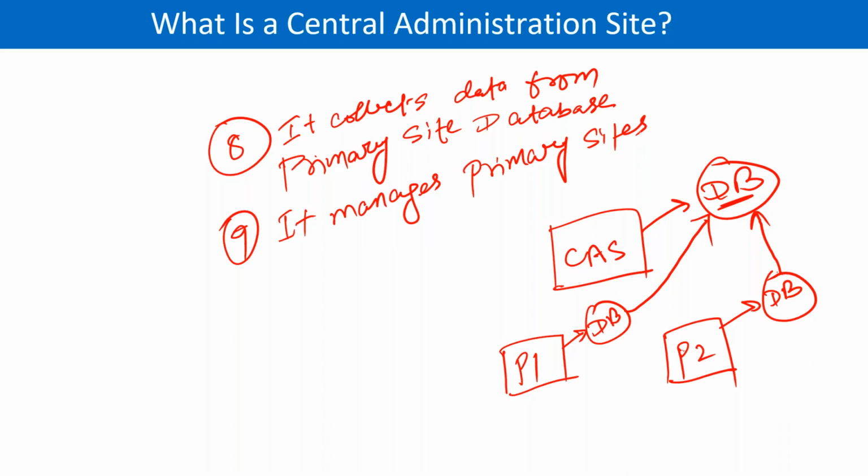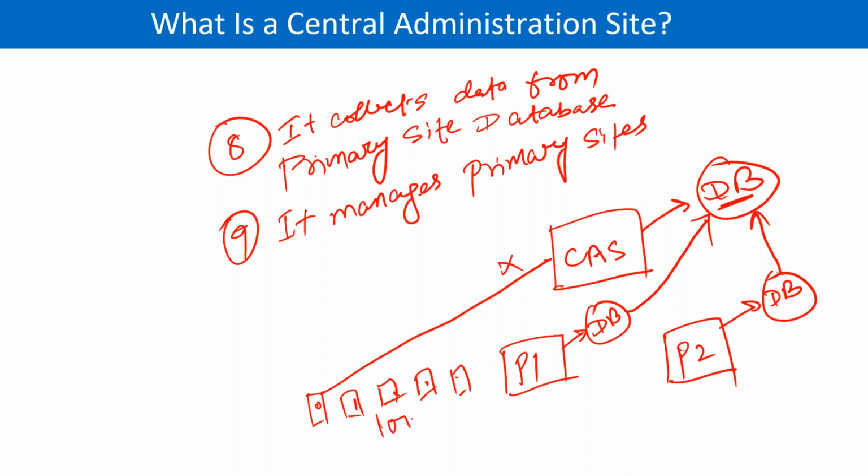Okay, it has got nothing to do with the secondary site. It has got nothing to do with the client. So the client, for example, you have 10,000 clients, Windows 10 machines, right? Let's say these are Windows 10 machines. Client will never talk to central administration site. That's not possible for a client. Client means the SCCM client, which is installed in every machine.